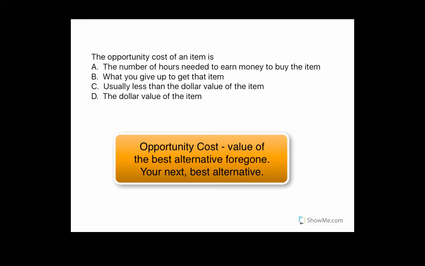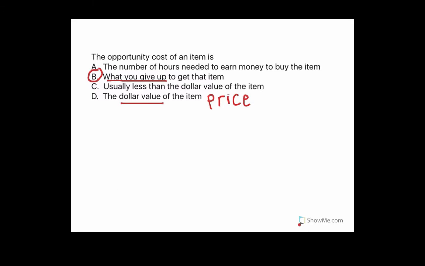C, usually less than the dollar value of the item. Well, that's not related at all. The dollar value of that item is very simply just the price. But if we remember that the dollar value is associated with price, and what we give up is associated with opportunity cost, the question might become a little bit simpler. So the answer is B. The opportunity cost of an item is what you give up to get that item.